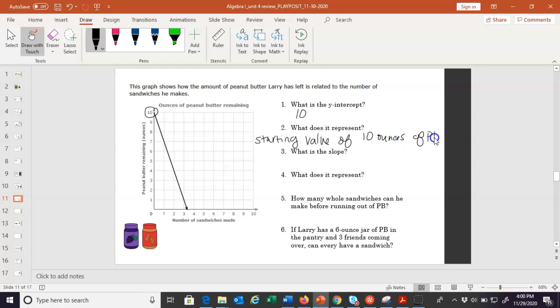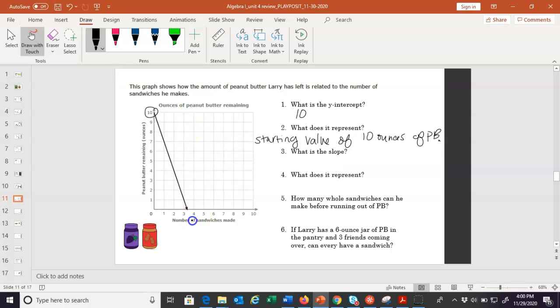So this is a case where it makes super sense, right? He has a jar of 10 ounces of peanut butter. He went to the store or had groceries delivered, and it's a 10-ounce jar of peanut butter. Or maybe it's a 20-ounce jar of peanut butter, but this moment, when he sits down to make sandwiches, he only has 10 ounces remaining. Nonetheless, just like the previous example, it is our starting value for this problem.